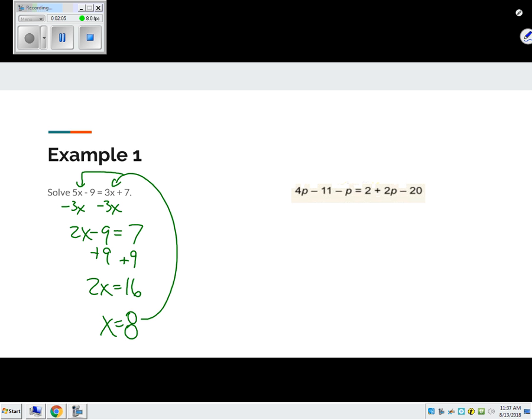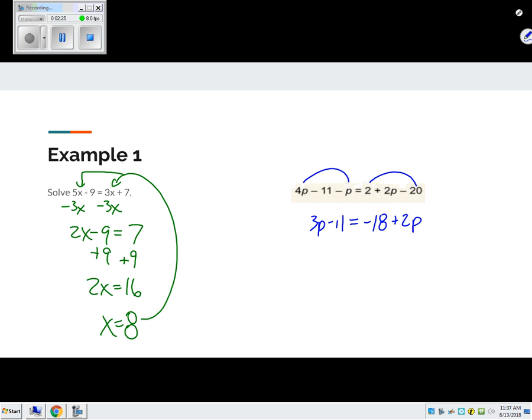First step on this one on the right here is actually going to be combine like terms. Be careful, do not add p to both sides of the equation because I have like terms to combine on the same side of the equation. I can do the same thing over here. 2 minus 20 gives me negative 18.